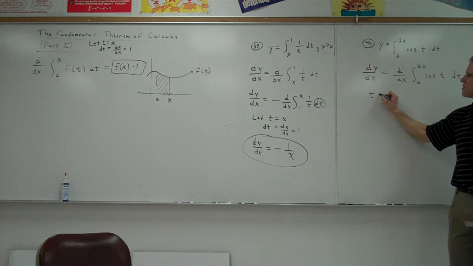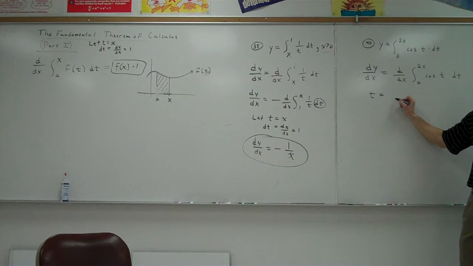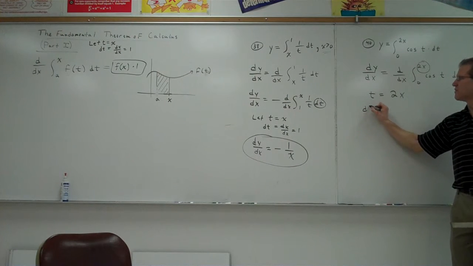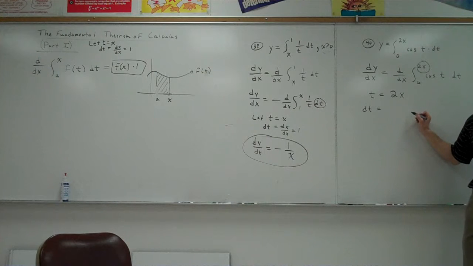What should I let t equal this time? 2x. Yeah. T will always equal your upper bound. Okay. So dt, the derivative of t, is going to be, what's the derivative of 2x with respect to x? What's the derivative of 2x? 2, just 2.